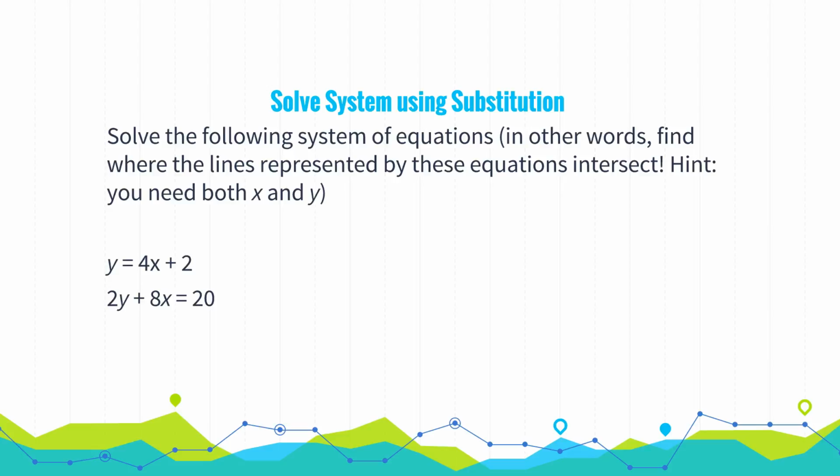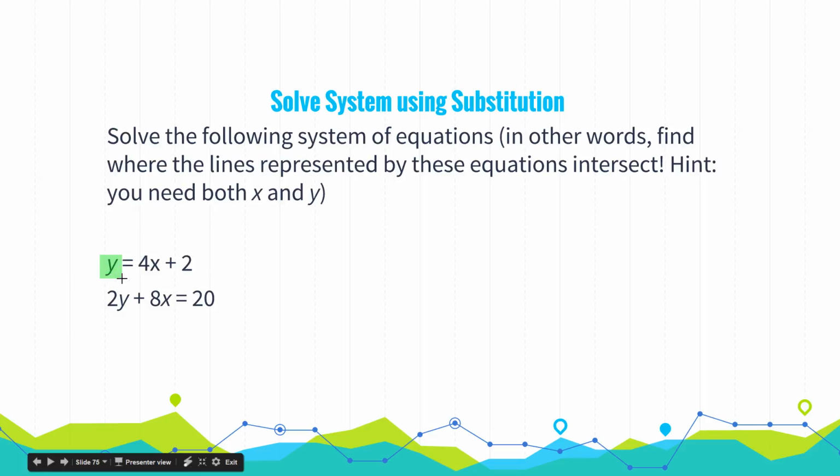These equations here are example 1. I have y equals 4x plus 2 and 2y plus 8x equals 20. Remember, step 1 said that you need to get a variable by itself in either of the equations. Well, if you notice over here, we already have a variable that's by itself. The y is already alone. That's a good thing. That makes things easier on you. So I'm just going to highlight it.